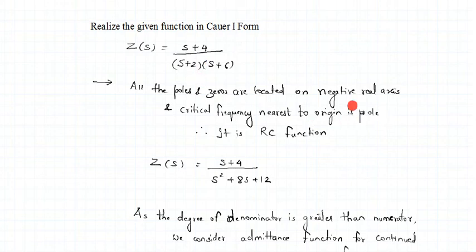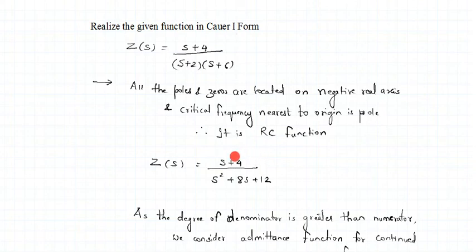It is the pole which is closest to the origin from the pole-zero plot, and therefore we say that this belongs to an RC function. So this particular system belongs to RC. When we draw the circuit for this function, it will only comprise R and C elements. So let us start with the division.